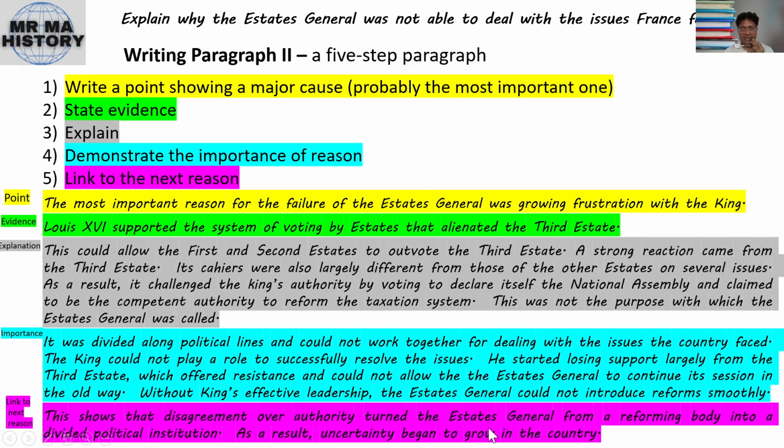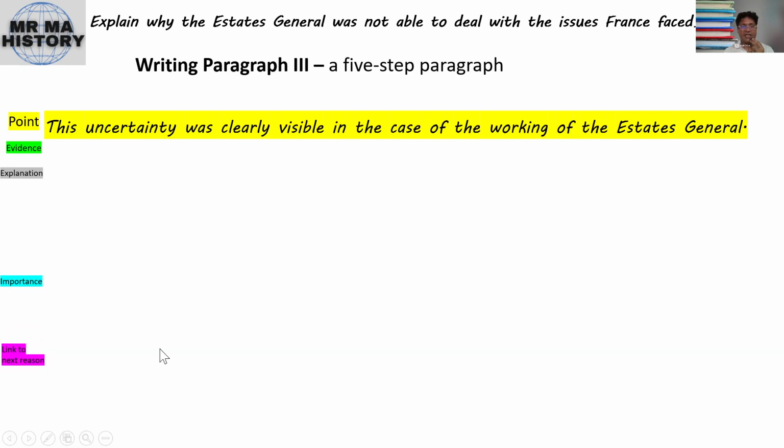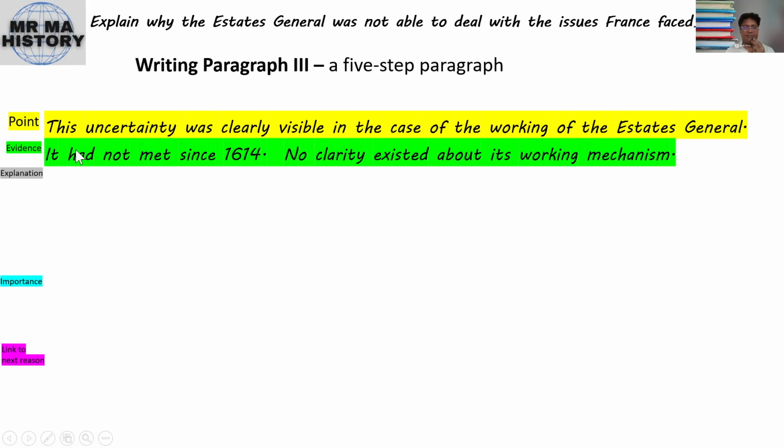So if you look at the previous paragraph, look at this: as a result, uncertainty began to grow in the country. That means I have touched on this theme, uncertainty, in the last sentence of that paragraph already, and in this next paragraph I have introduced it as a new reason. Now what evidence have I given here? It had not met since 1614. No clarity existed about its working mechanism. So that is the evidence.